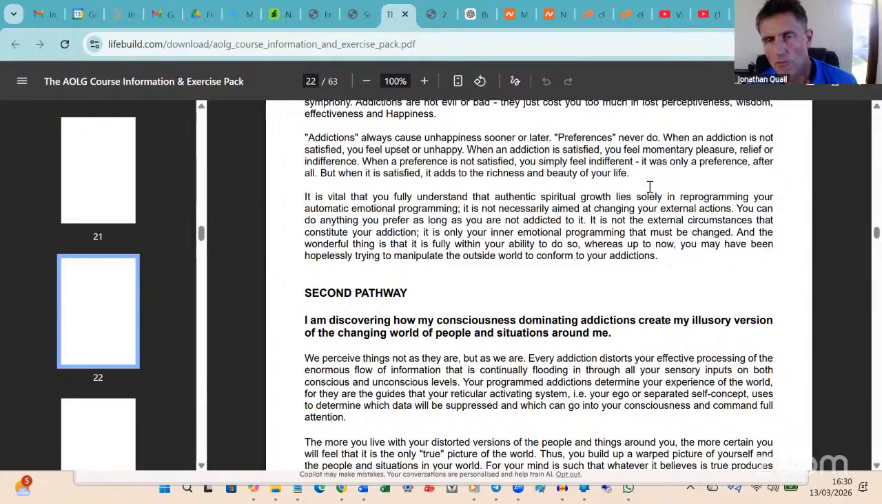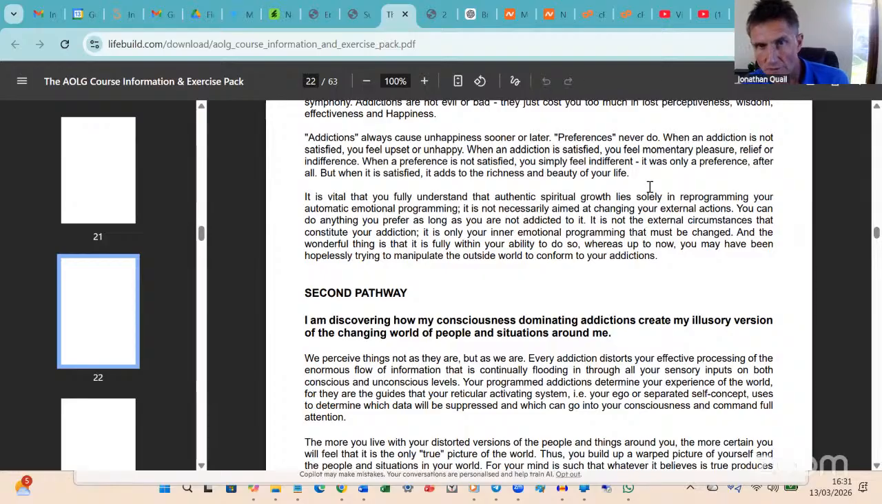So quite an important distinction, right? Yes, we want to have preferences. Do you prefer tea? Do you prefer coffee? But an addiction is like, I have to have this. I need this. I want this. If I don't get it, then I get triggered. I get upset. I get angry. I do things and I say things that I don't really want to do.